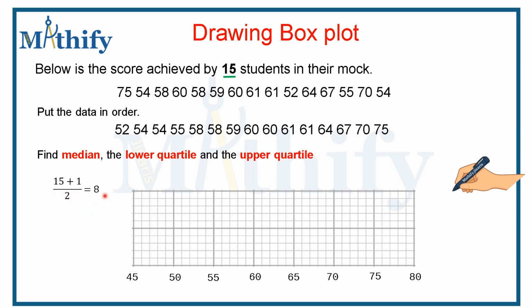That 8 means the 8th number or the 8th position. So given that there are 15 numbers here, we need to work out the 8th position. 1, 2, 3, 4, 5, 6, 7, 8. The median is 60. Let us work out the upper quartile. Remember, upper quartile is the median of the upper half of the data.